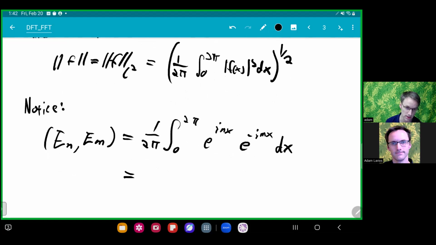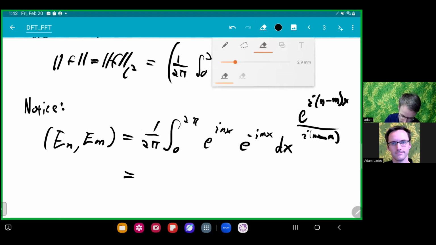If n is not equal to m, then this formula can be computed by usual calculus, right? So we'd have something like e to the i(n minus m)x, divided by i(n minus m), and evaluate this from 0 to 2 pi. But by the periodicity of the complex exponential, that is the periodicity of sine and cosine, those two pieces will agree, so their difference will be 0, and this will just cancel out.